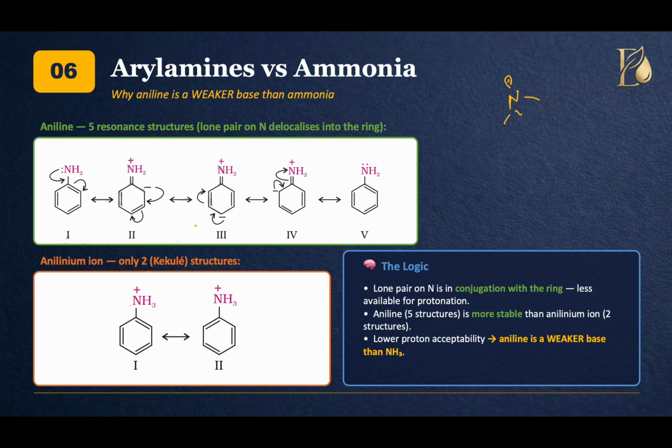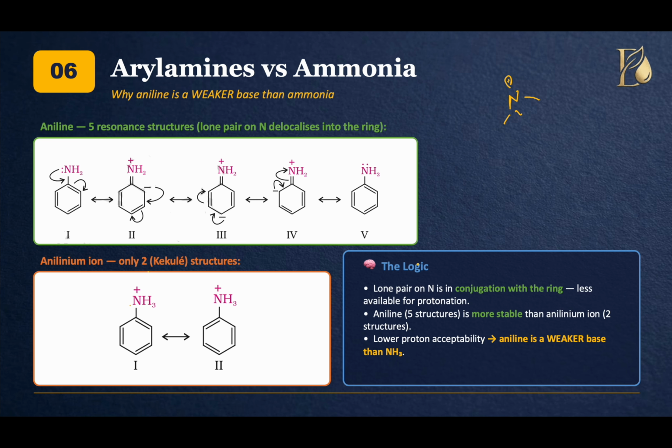Alkyl amines are stronger bases than ammonia because of the plus I effects, while aryl amines like aniline are weaker bases because the lone pair gets delocalized into the benzene ring through resonance. Now let us move to the next part where we will discuss the substituent effect on aniline.